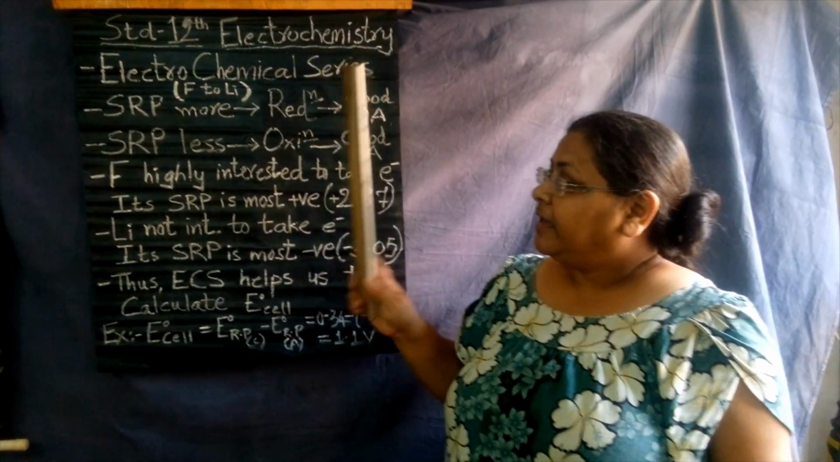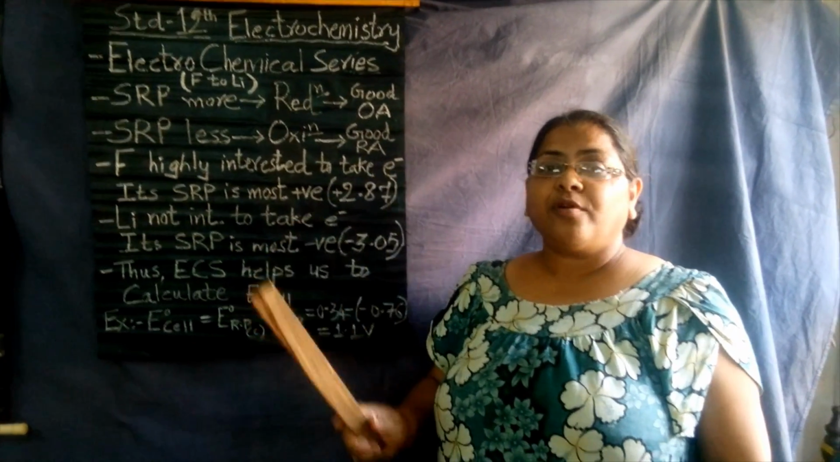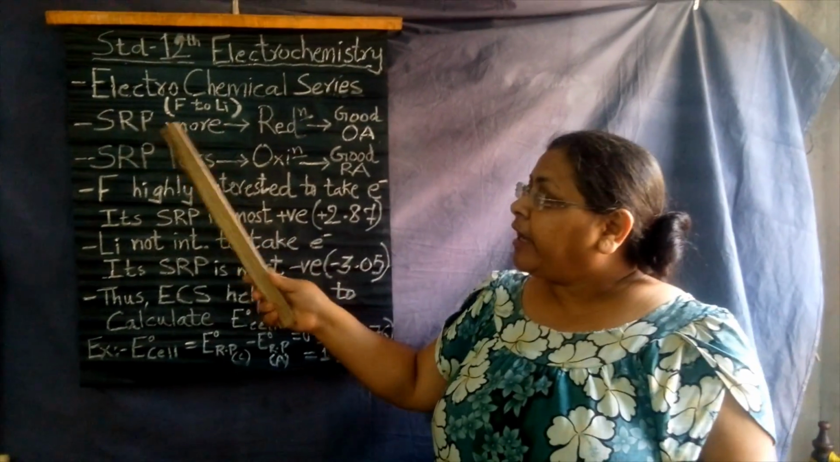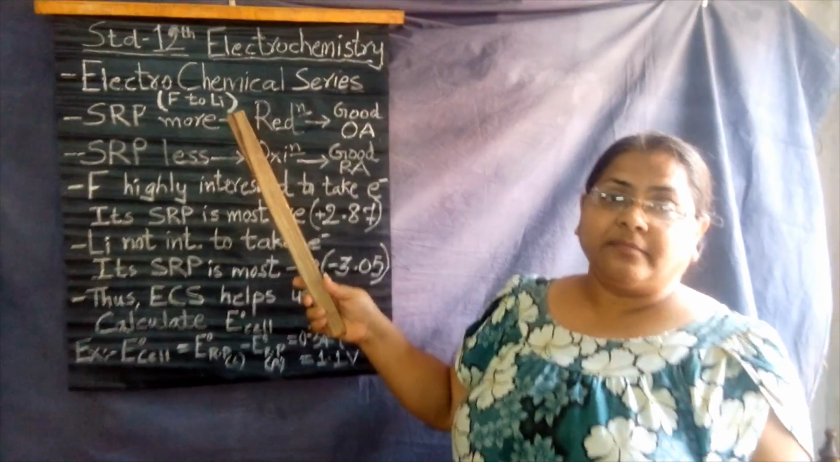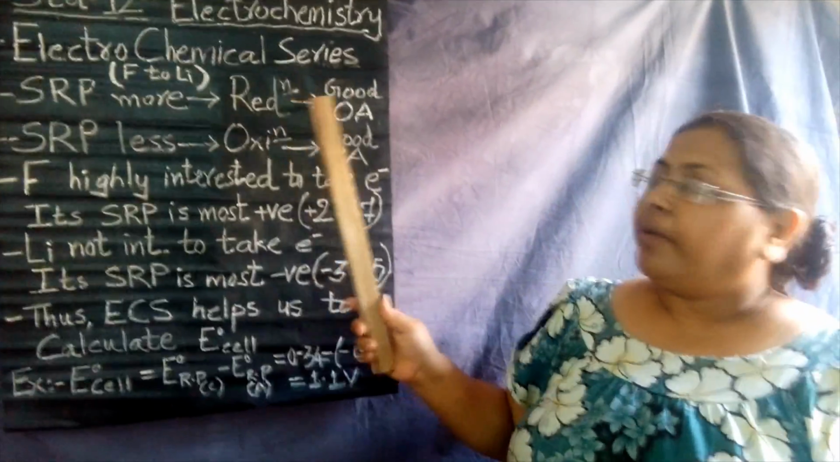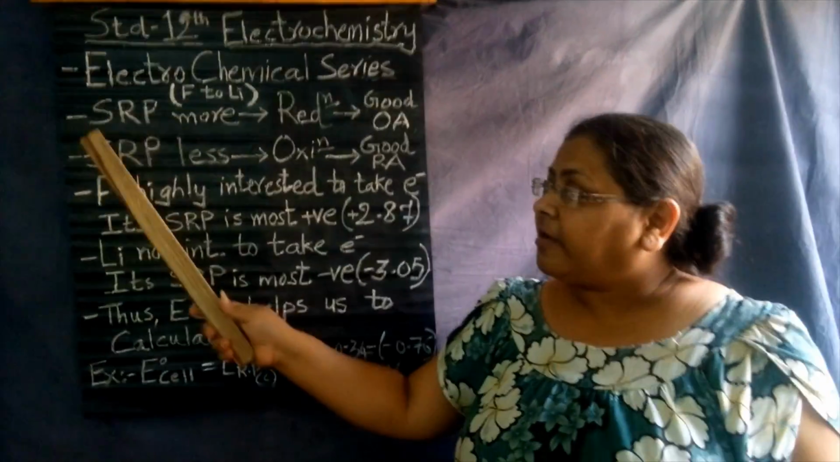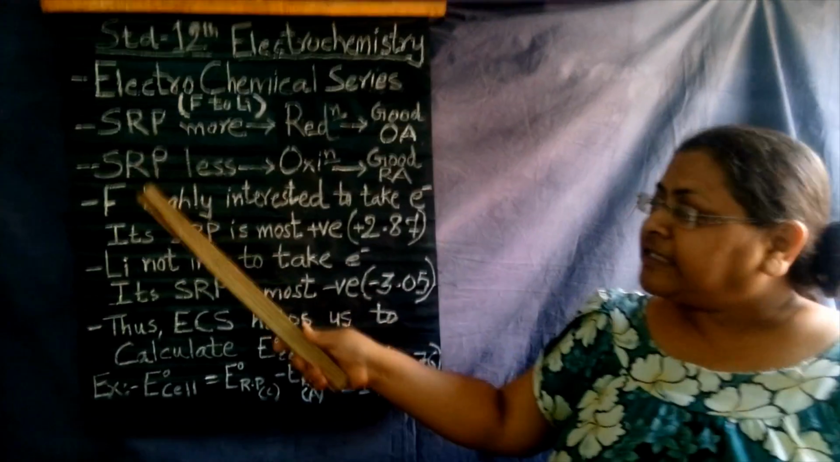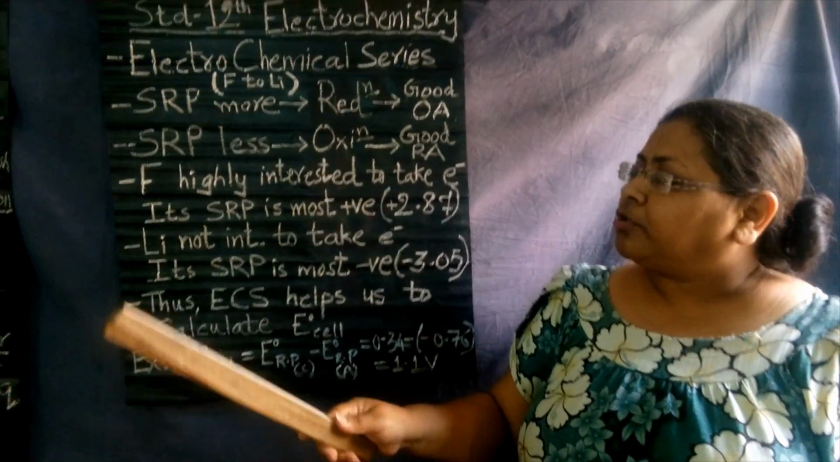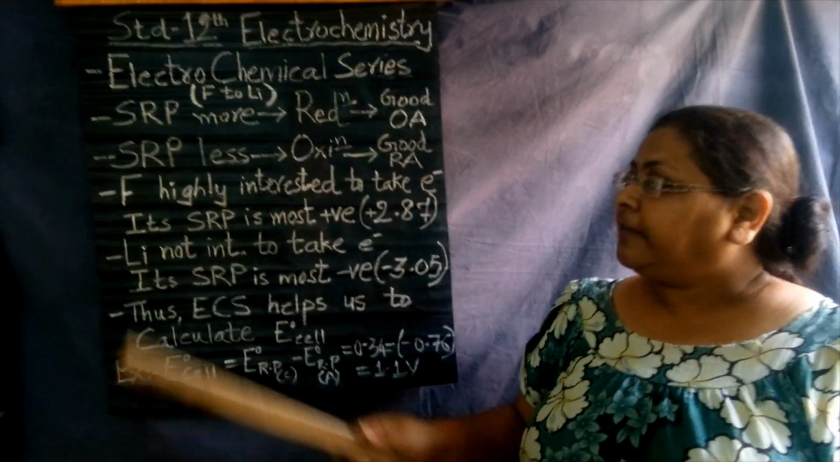Electrochemical series. It is already given in the textbook, from fluorine to lithium, which gives us the standard reduction potential. These are certain significances I have written here. I will upload them in the notes also, but please pay attention once.